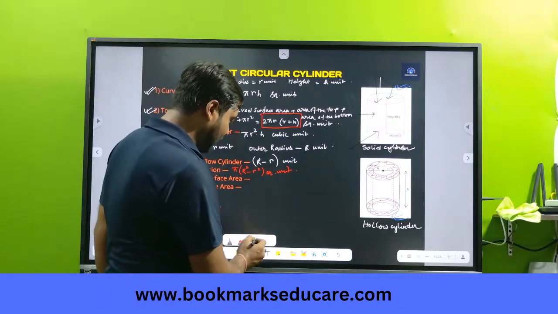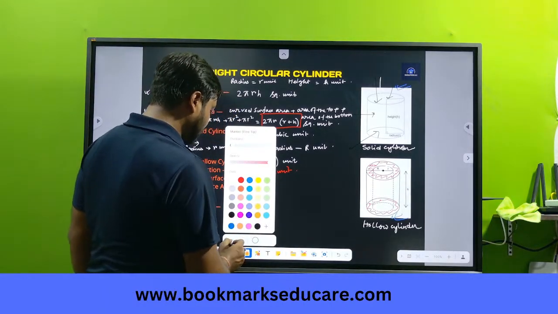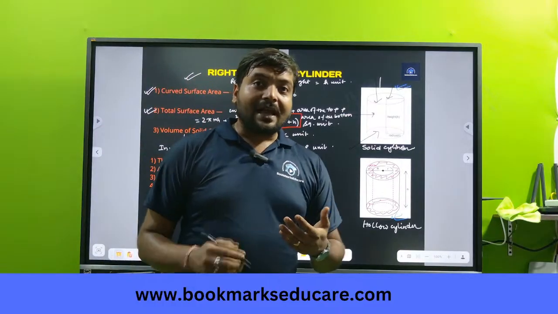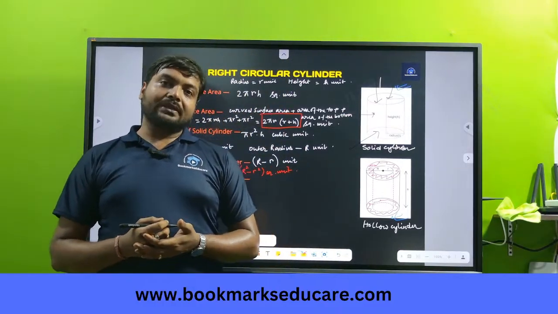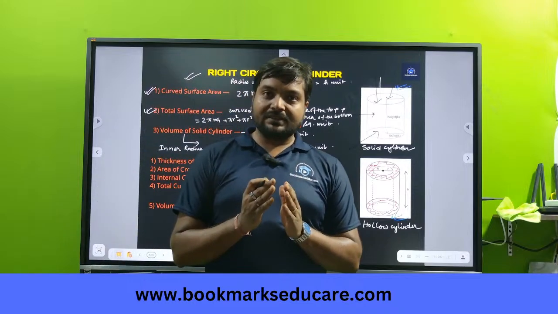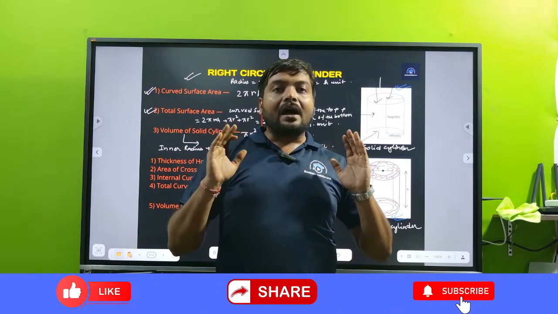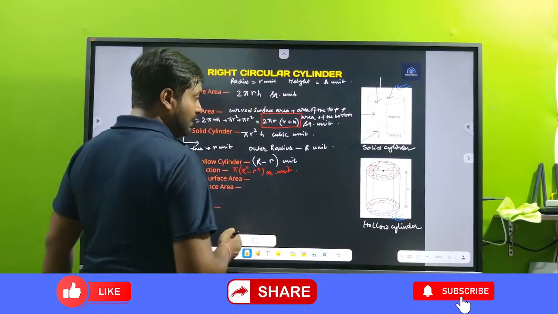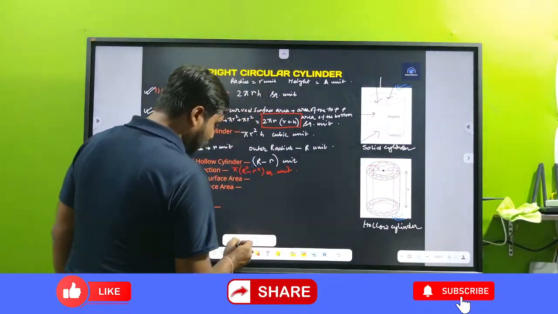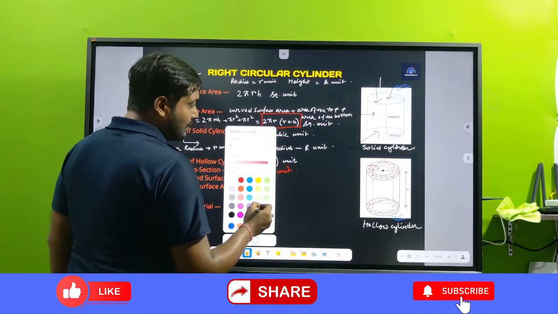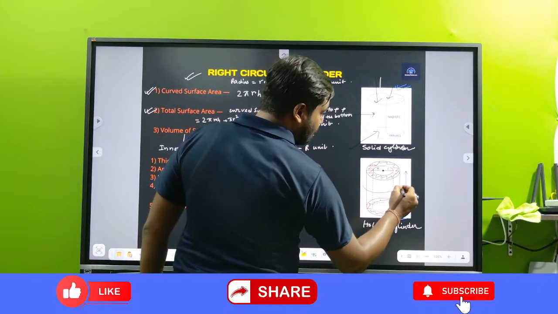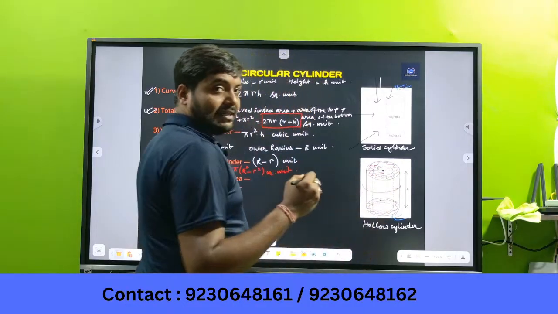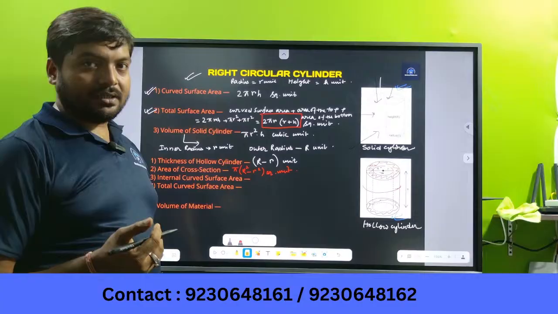Now let's find the internal curved surface area. As this is a hollow cylinder, it has an internal curved surface area and an external curved surface area. External curved surface area means the portion that is outside, and the internal curved surface area means the portion that is inside the hollow cylinder.